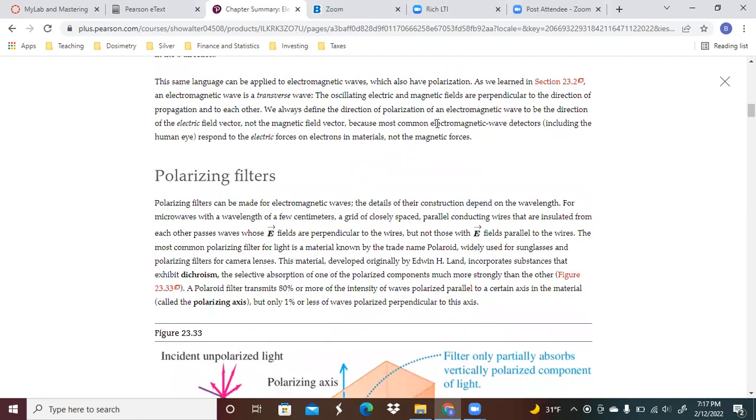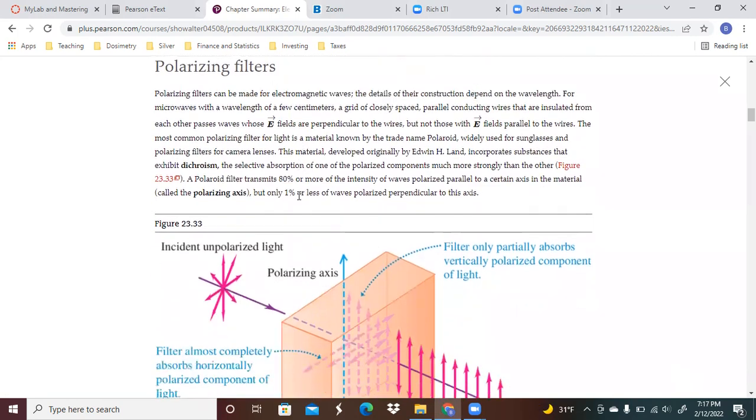This can also be applied to electromagnetic waves, which also have polarization. An electromagnetic wave is a transverse wave. The oscillating electric and magnetic fields are perpendicular to the direction of propagation and to each other. We define the direction of polarization of an electromagnetic wave to be the direction of the electric field vector and not the magnetic field vector, because most common electromagnetic wave detectors, including the human eye, respond to electric forces on electrons in materials and not the magnetic forces. If we did, we would look at it in a different perspective.